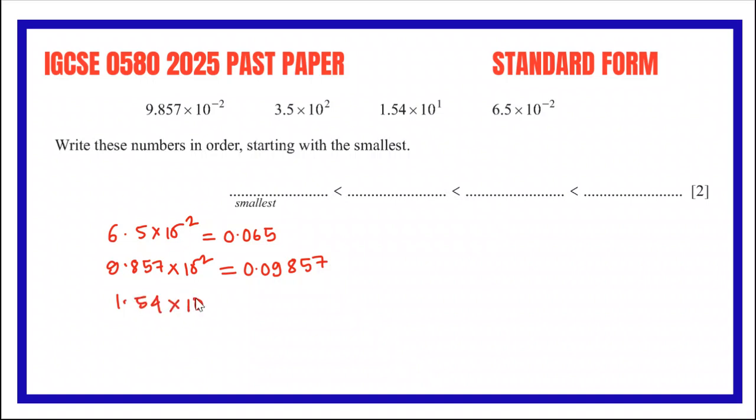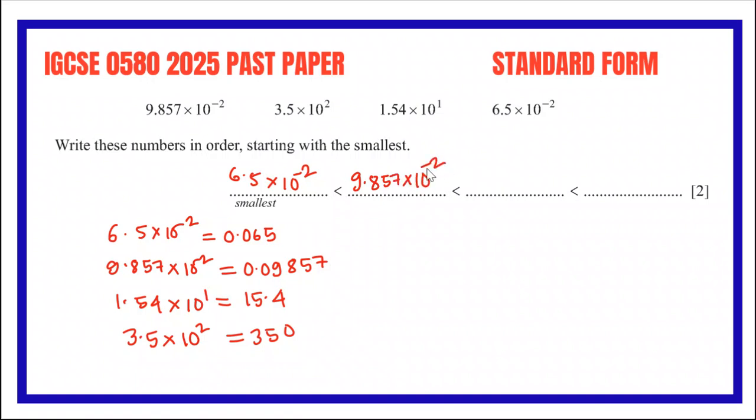1.54 times 10 to the power of 1, we can write as 15.4. 3.5 times 10 to the power of 2, we can write as 350. Based on these values, the correct order will be 6.5 times 10 to the power of minus 2 less than 9.857 times 10 to the power of minus 2 less than 1.54 times 10 to the power of 1 less than 3.5 times 10 to the power of 2. That's it.